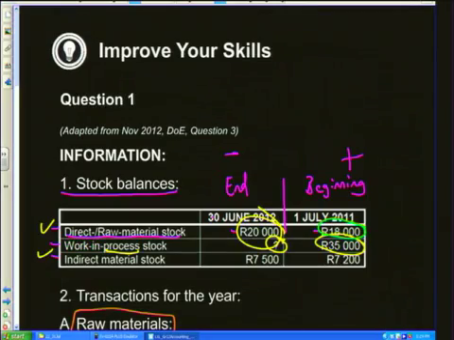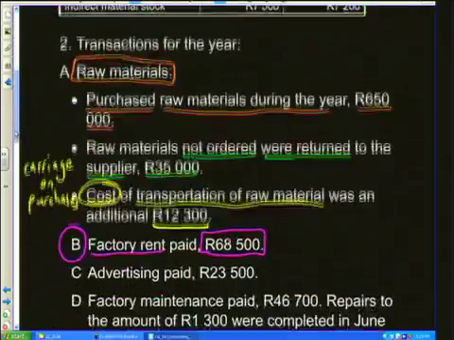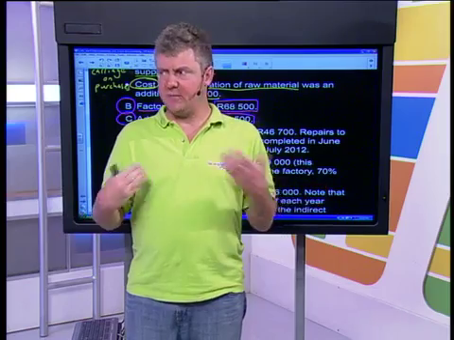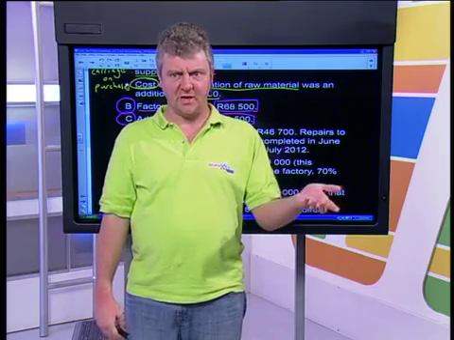Another transaction, or our next transaction, was that advertising that we paid was 23,500 rand. Tara, do you think a factory needs to advertise? Most definitely. That's how they get their products out to the public. Very true. And that advertising would be included as a cost to the business. Any manufacturing business would need to have some type of advertising.